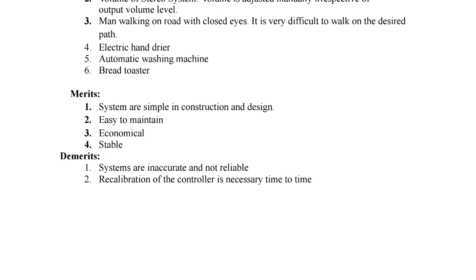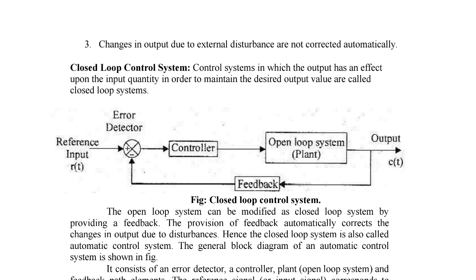Next, we are going to discuss the merits and demerits of open loop systems. The merits are that the systems are simple in construction and design, easy to maintain, economical, and stable. The demerits are that the systems are inaccurate and not reliable. Recalibration of the controller is necessary from time to time. The next thing is the closed loop system.